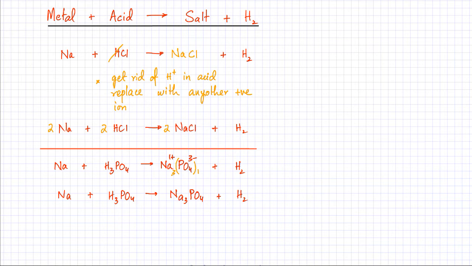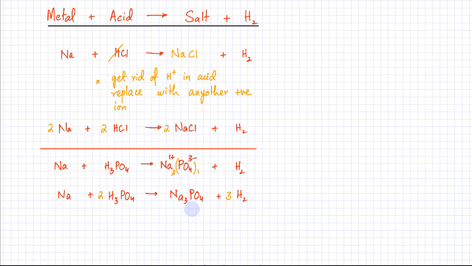So I need to balance this equation. Now I'm going to try and balance this equation. So there are 3 sodiums over here. Let's balance hydrogen first. There would be 2 molecules of hydrogen. That would make it 6 hydrogen. There would be 3 molecules of H2. That would make it 6 hydrogen. So with phosphoric acid, hydrogen is balanced now.